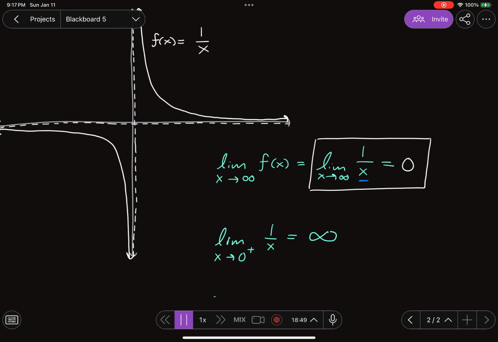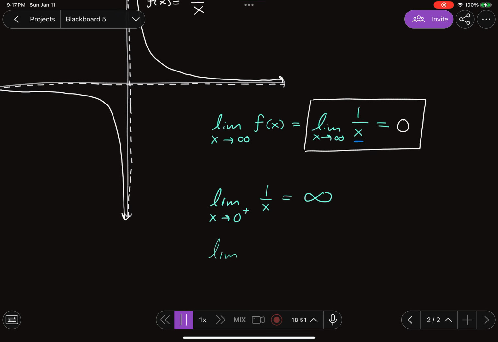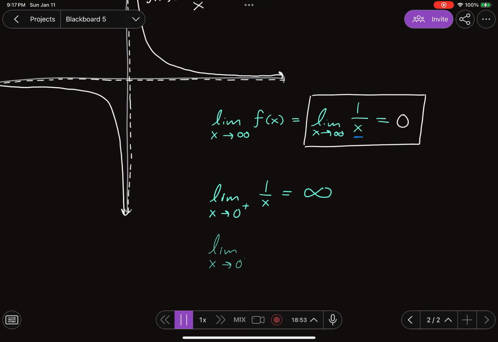What if we went from the other side? The limit as x approaches 0 from the left of 1 over x. We're getting closer to 0 from the left, and our function values are collapsing into a black hole. They are shooting down to negative infinity. That is something that we also have to know.